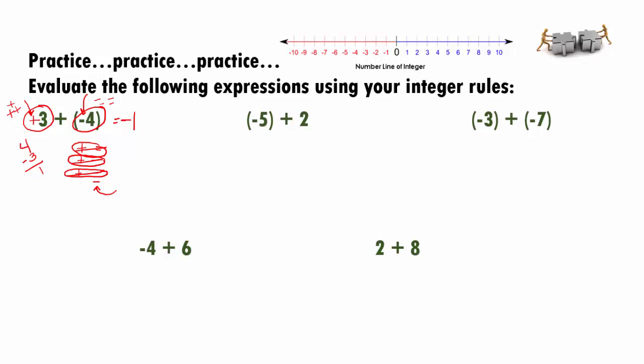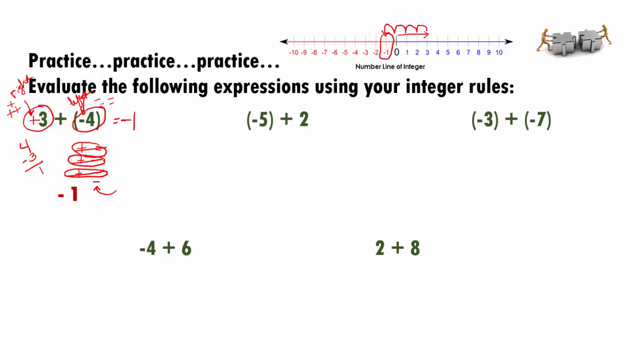Let's double check it on the number line. If I start at 0, I would move 3 to the right. Because it's a positive 3, it tells me to move to the right. Negative 4 would say, oh, then I move left 4. So I'm going to move to the left 4. So from a positive 3, I'm going to move to the left 1, 2, 3, 4. Yay, I end up at negative 1, no matter how I look at this problem.